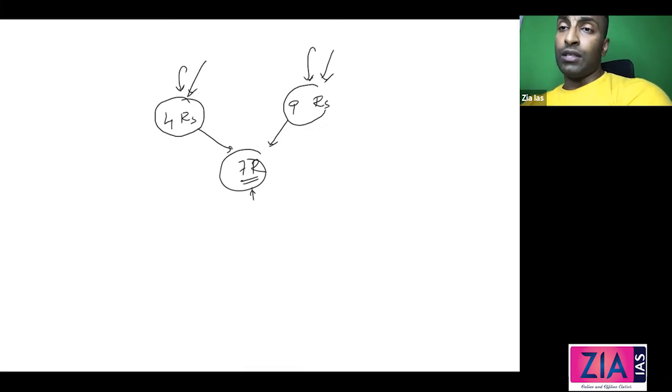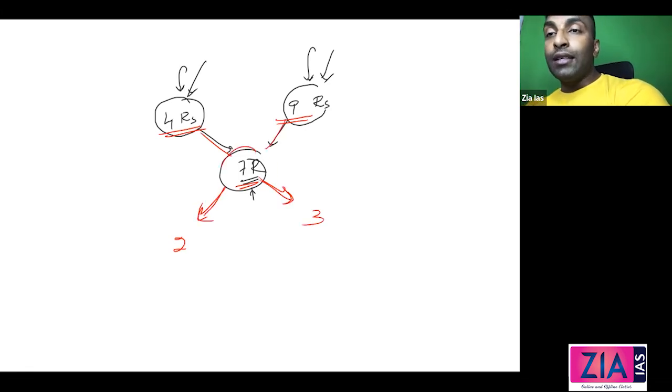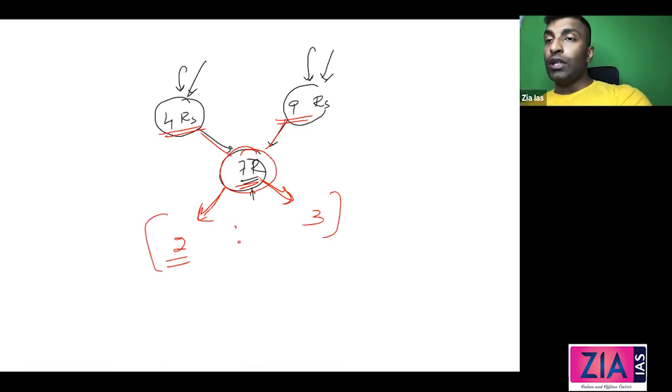Now look into this. As soon as you see this kind of setup, you just draw like this: 4, 9, 7. Take this difference, this is 2, and take this difference, this is 3. So to get this, it has to be a 2:3 ratio that you should be mixing. Once you know the ratio, they can give you a quantity.